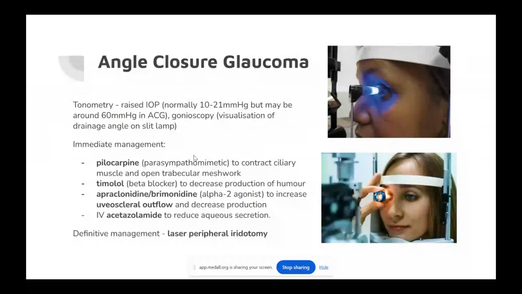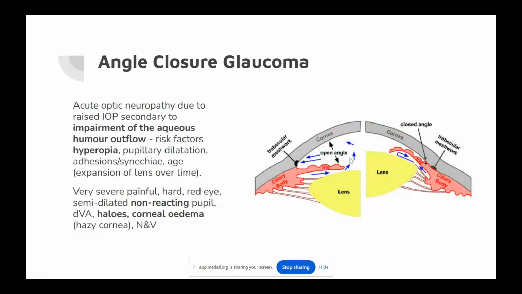Obviously, for immediate management, you would do anything to try and lower their IOP, and the main thing that you need to know is acetazolamide. However, there are other medications that have different mechanisms of action, and if you think about it, it's fluid that's being produced and not able to drain. So your two key things that you want to do are, A, you either want to make it easier for that fluid to drain, or you want to reduce the production of fluid, or both.